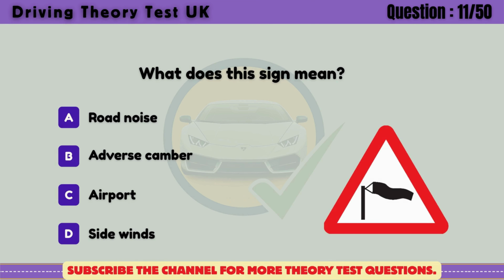Question 11. What does this sign mean? Option A. Road noise. B. Adverse camber. C. Airport. D. Side winds.